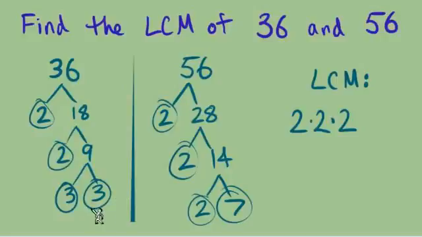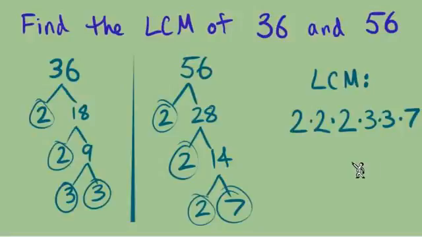Next, 3's. Here we have 2 3's and none on this side. So in this tree is where we see the most 3's. We see 2 of them, so we will use 2 of them in the LCM. And lastly, the 7. We have 1 7 over here. No 7's showed up in the tree for 36, so we're using 1 7.